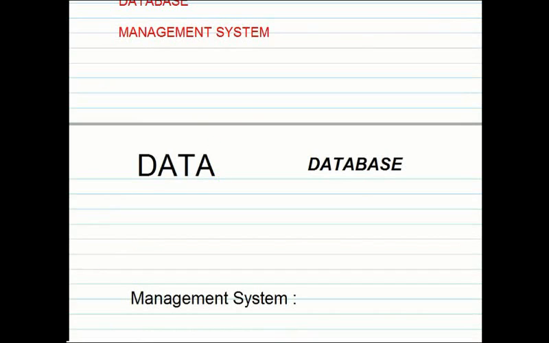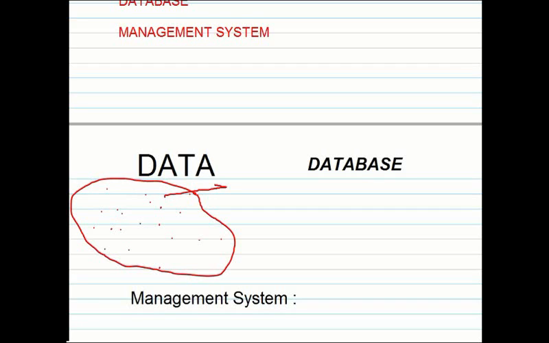Data is nothing but raw facts. You can see over here, raw facts. I'm marking them with the red dots. If you consider these to be the raw facts, these are all data. Individual data doesn't have any meaning. These are raw facts, but if you try to create a relation, you get information out of it. So this is the function of the database.